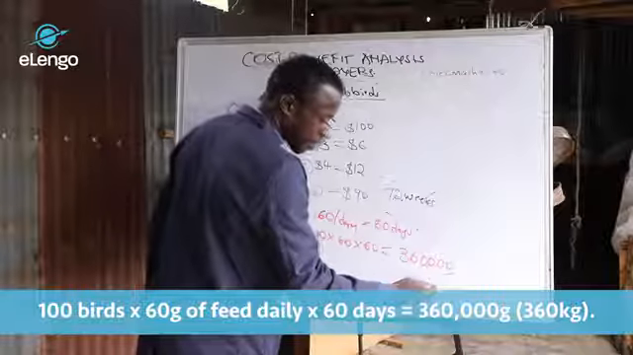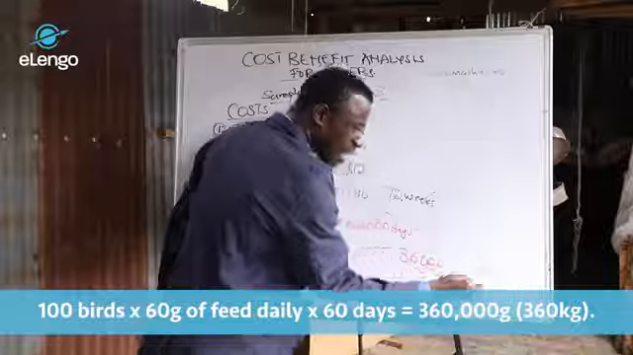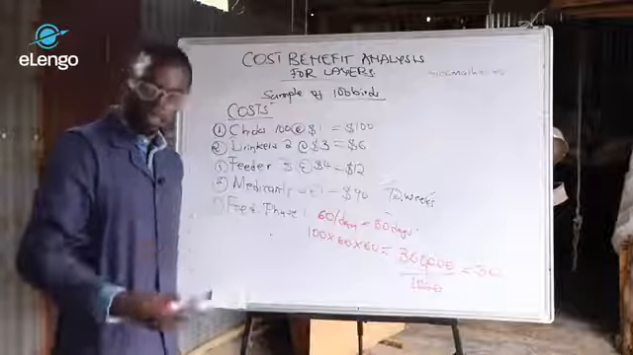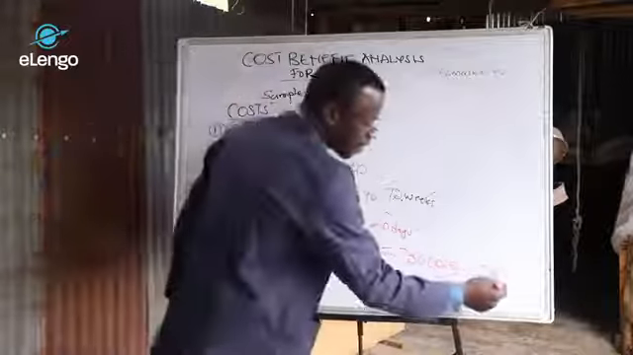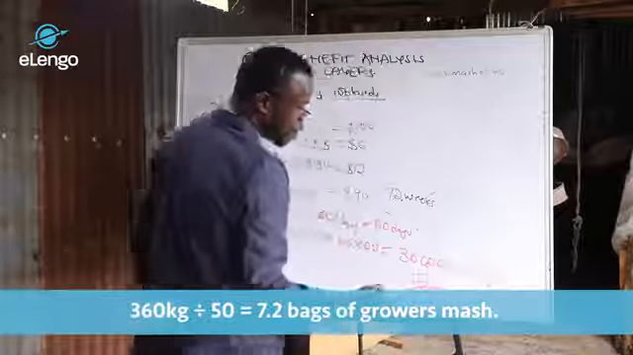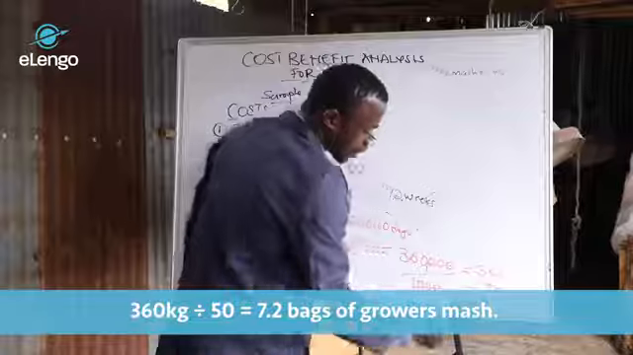Divide by 1,000 to get 360 kilos. And then we further convert into bags, since one bag equals 50 kilos. So we divide by 50. So it will be 36 divided by 5, which equals 7.2 bags.